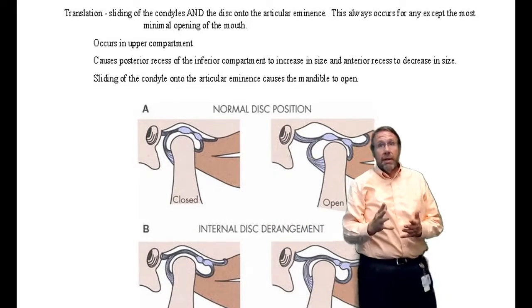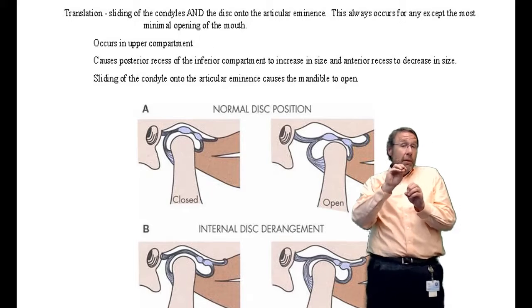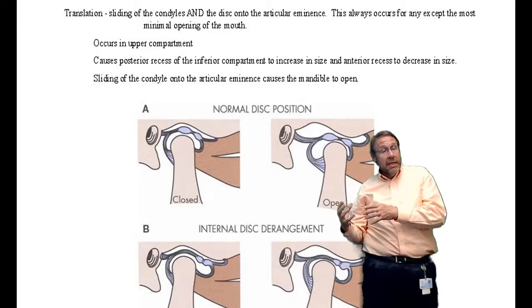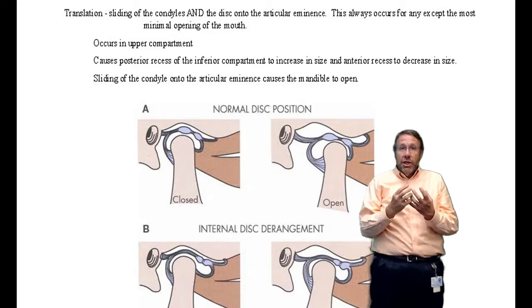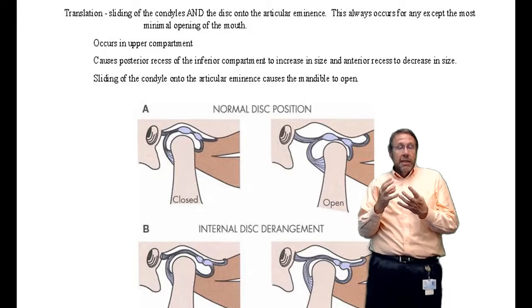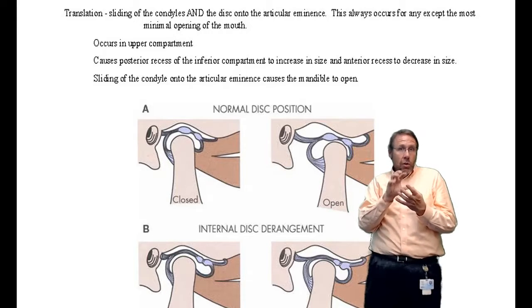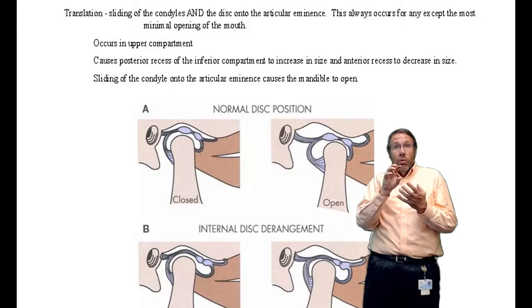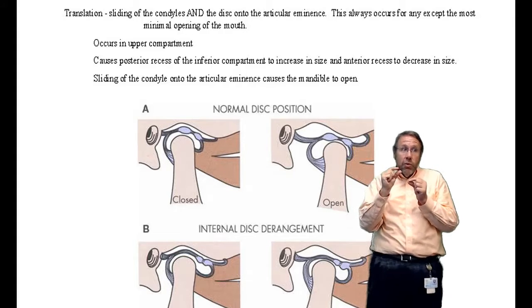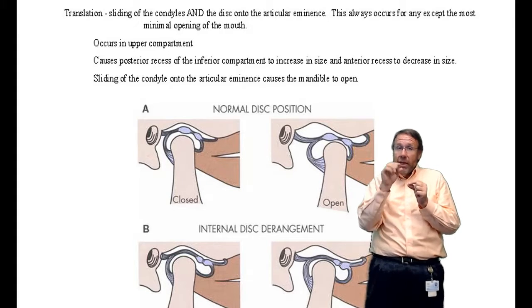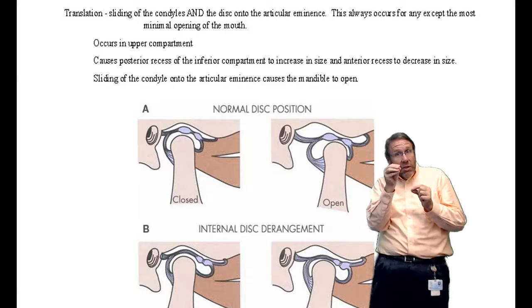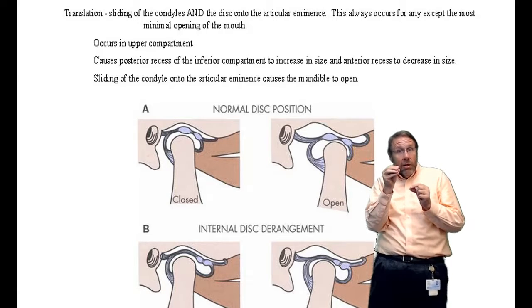So what we're going to talk about is two movements. We're talking about rotation and translation, okay? Rotation is what the condyle does, and it only is within the lower compartment. And so when that jaw opens, the very first 20 to 27 millimeters of opening, that condyle is going to rotate within that lower compartment.